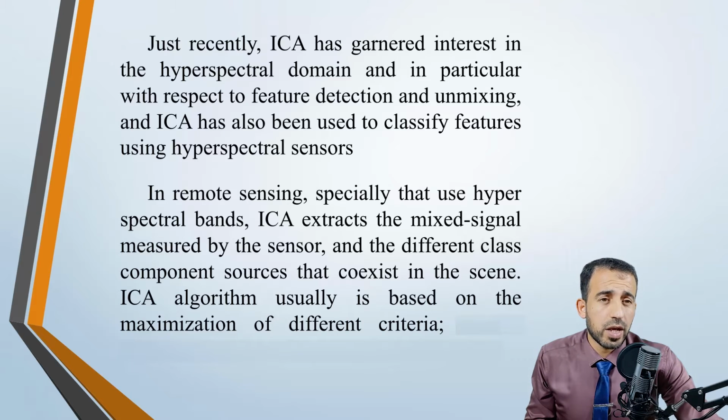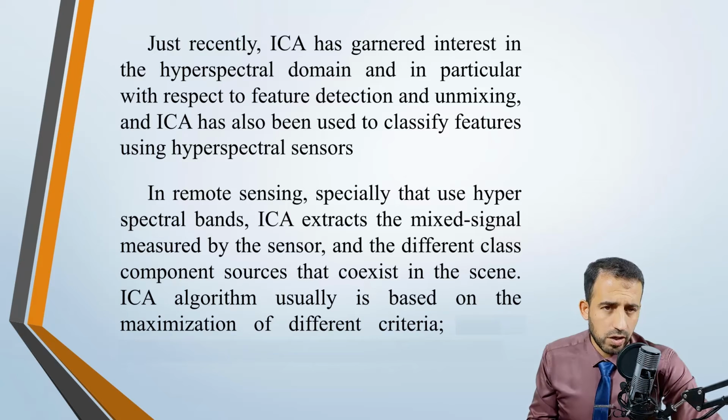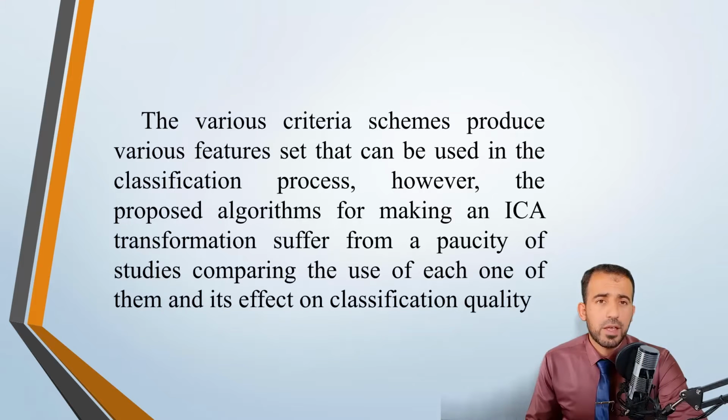The ICA algorithm usually is based on the maximization of different criteria. The various criteria produce various feature sets that can be used in the classification process. However, the proposed algorithms for making an ICA transform suffer from a paucity of studies comparing the use of each one of them and its effect on classification quality.